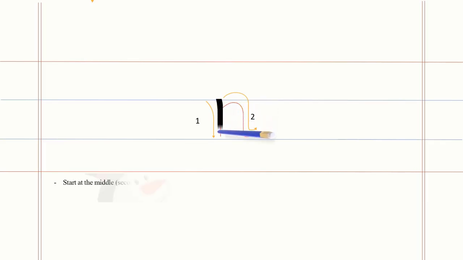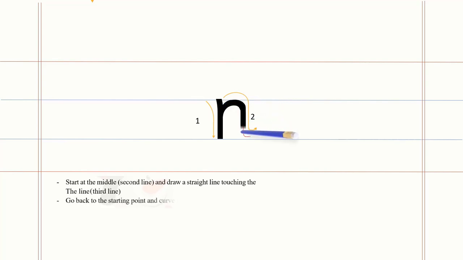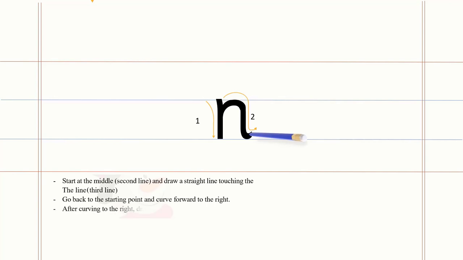Start at the middle second line and draw a straight line touching the third line. Go back to the starting point and curve forward to the right. After curving to the right, draw a straight line downward touching the line.